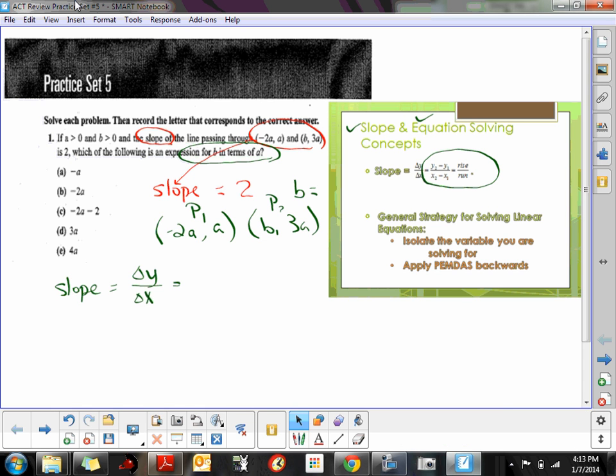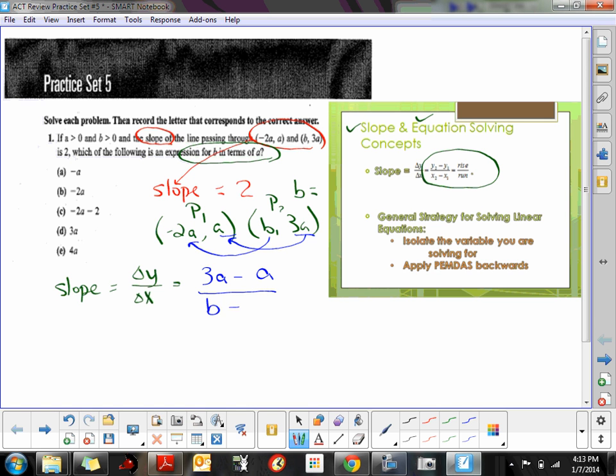We want to take our y values from these, so I want to find a change in the y values, so I'm going to go 3a minus a. Then I want to make sure I do a consistent pattern, so I do b minus negative 2a. I chose to do that so I could get rid of the minus and negative right here. You have your choice of doing it in any order. I chose to go from the right and subtract the left. So a minus a is 3a minus a, which is 2a, divided by b minus negative 2a, which is b plus 2a.